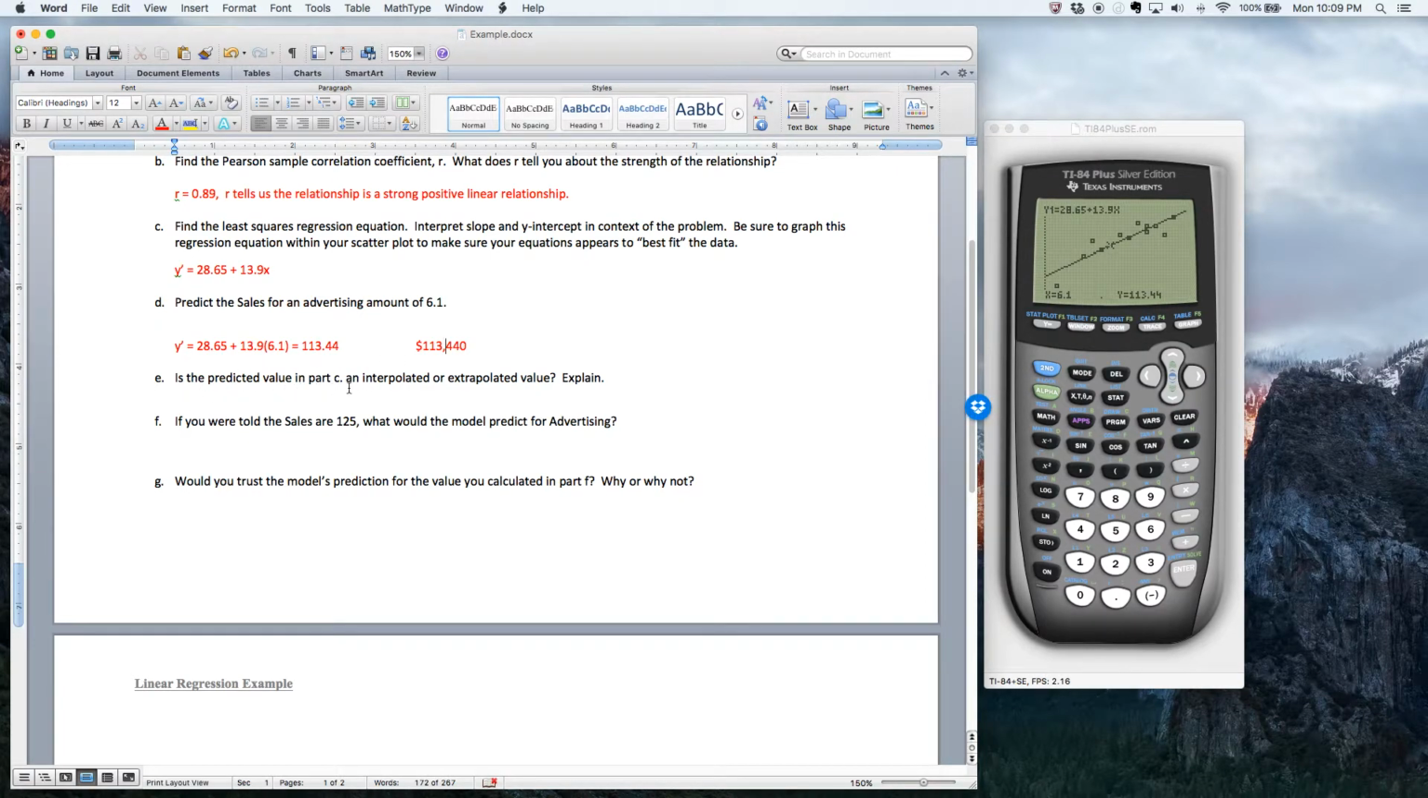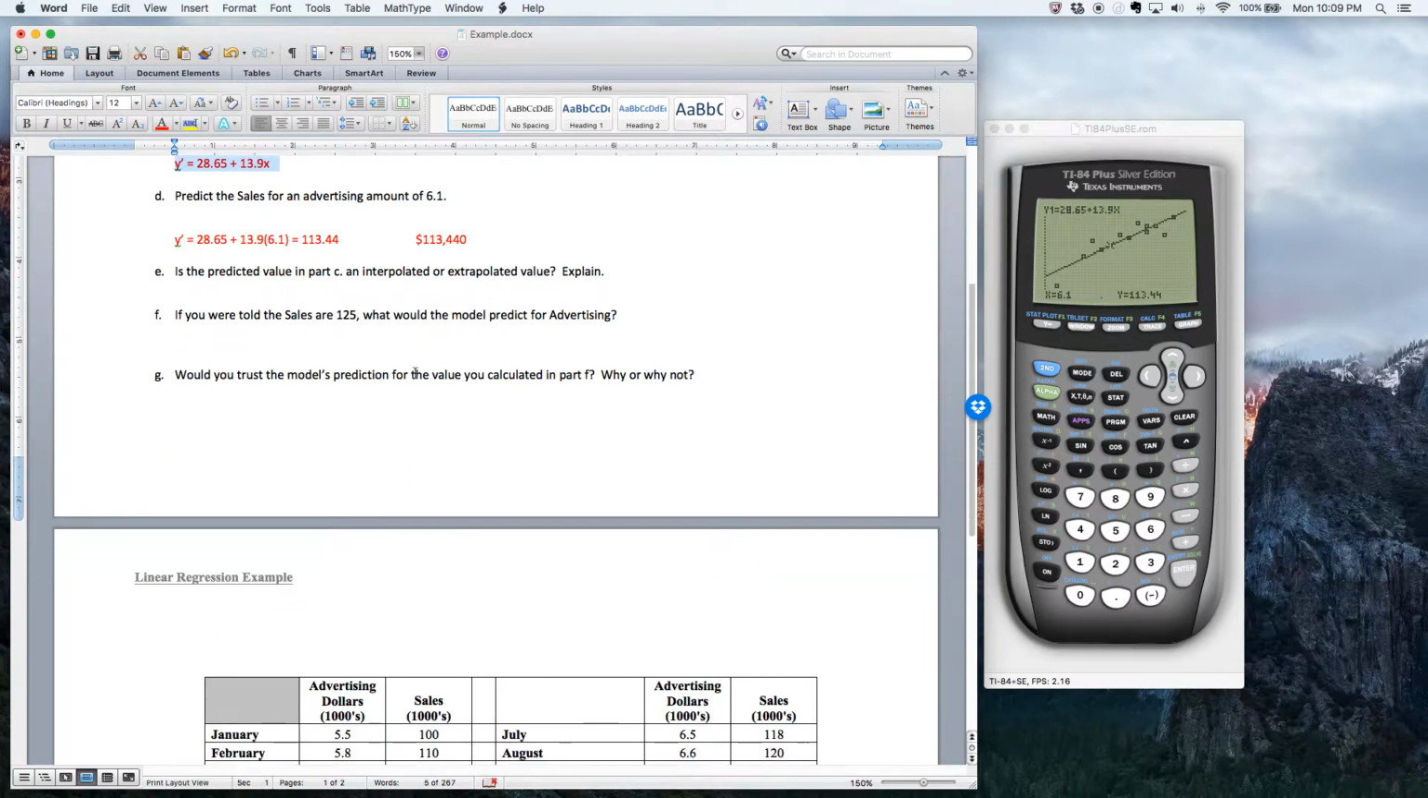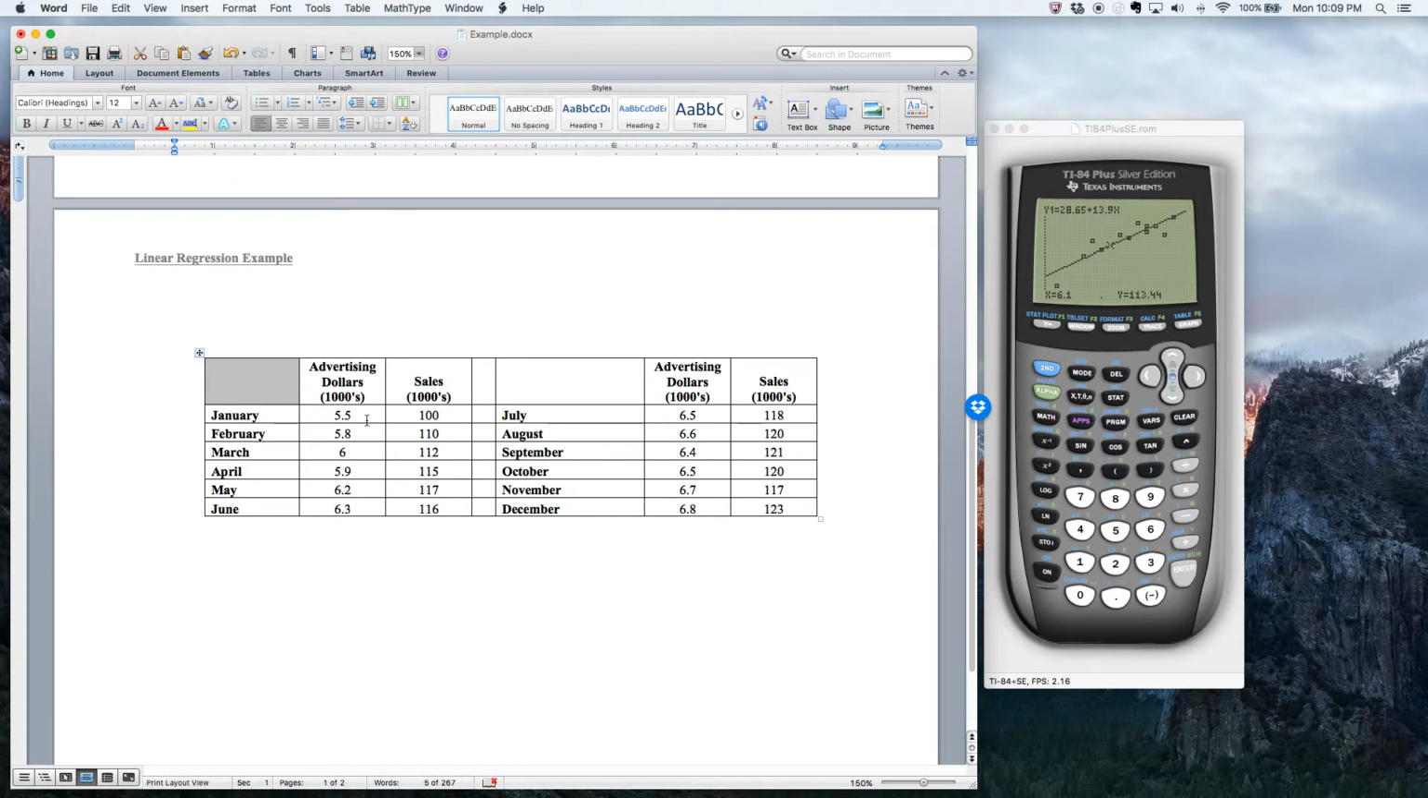Letter E. Is the predicted value in part C interpolated or extrapolated? And then it says explain. Well, this is assuming that you've read that little blurb on interpolation and extrapolation in our textbook. Remember, this regression equation right here, this one that we're using to predict, works great as long as we are within the values of these x's right here.